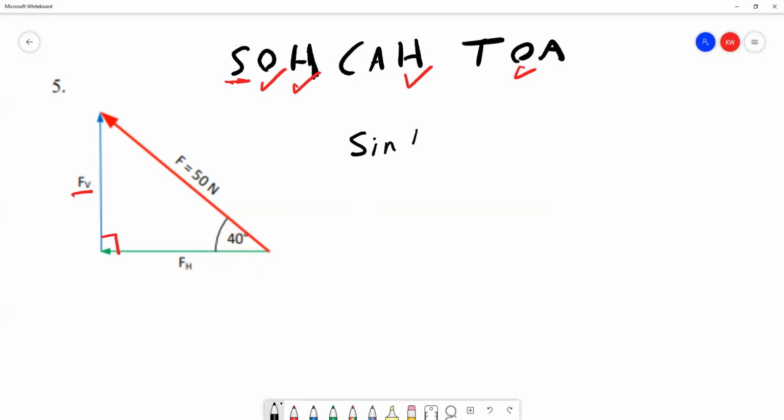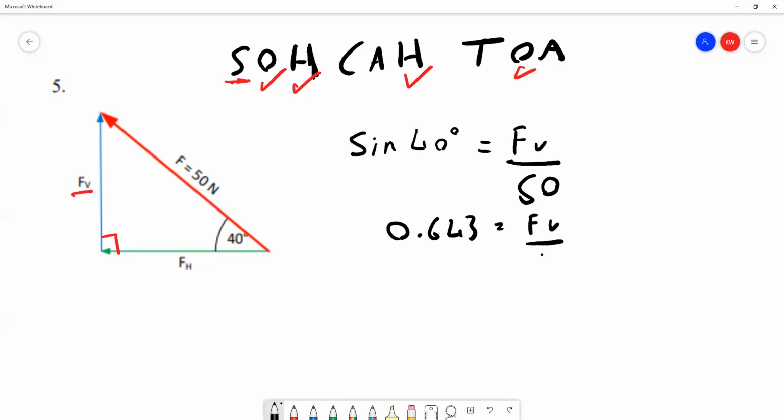I'll write it out. So sine 40 degrees is equal to opposite, which is FV, the side that's opposite the 40-degree angle, over the hypotenuse. And the value this time is given as 50 newtons. So let's do our calculation. Sine 40, which I looked up in advance, is equal to 0.643, equals FV over 50. If we multiply both sides by 50, we're left with FV equal to 32.15 newtons.